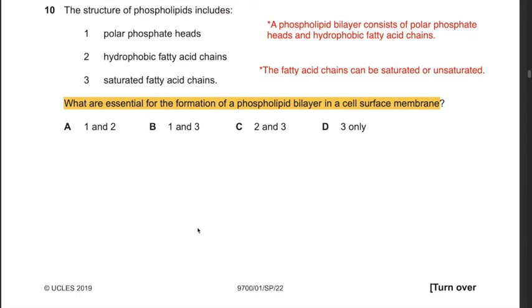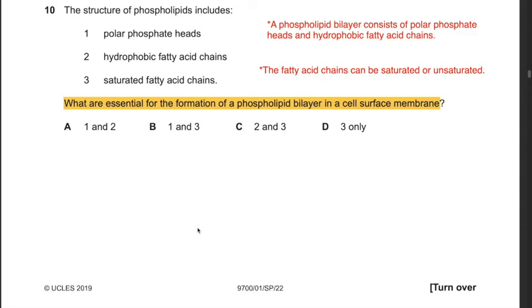Question 10. The structure of phospholipids includes 1. Polar phosphate heads, 2. Hydrophobic fatty acid chains, 3. Saturated fatty acid chains. What are essential for the formation of a phospholipid bilayer in a cell surface membrane? A phospholipid bilayer consists of polar phosphate heads and hydrophobic fatty acid chains. The fatty acid chains can be either saturated or unsaturated. It doesn't have to be always saturated fatty acid chains. Therefore, answers having 3 in it are incorrect, leaving us with the answer being A, 1 and 2 only.